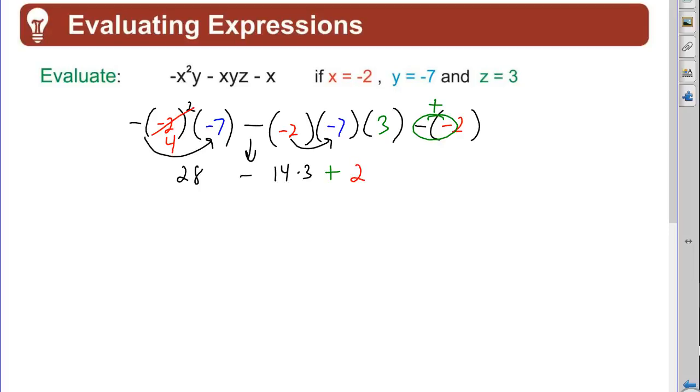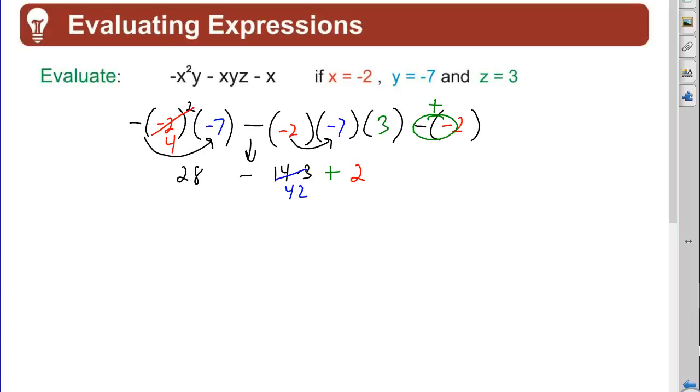Does that make sense? Okay, so I still have this middle multiplication. 14 times 3, what is that, 42? And notice you still have that minus in front. Okay, now it's all addition. Now we're ready to add.